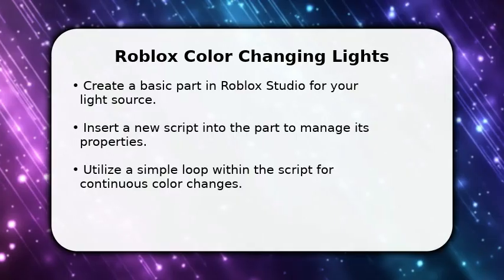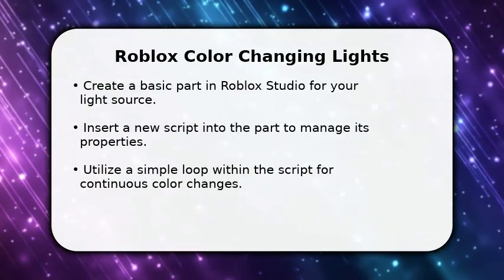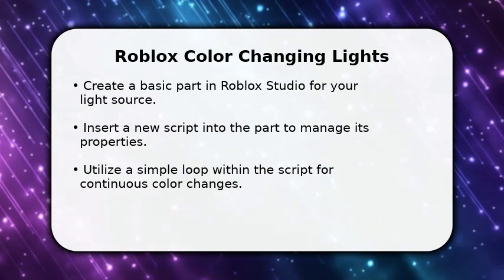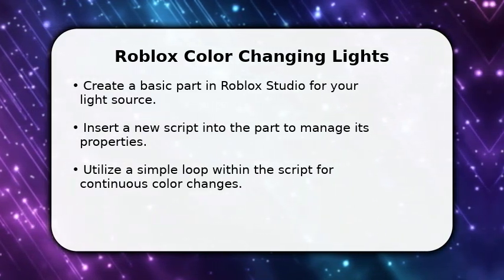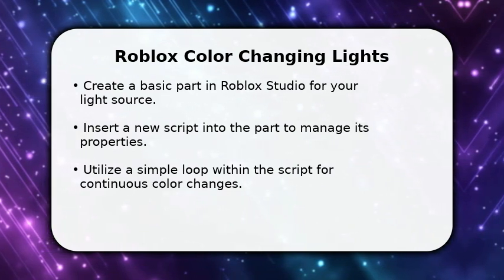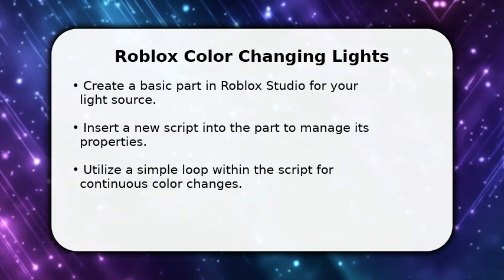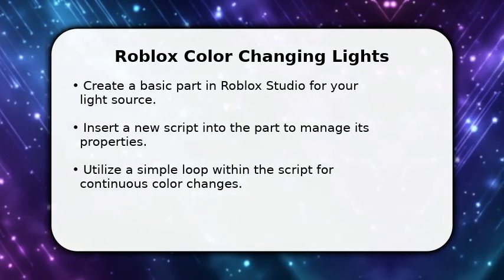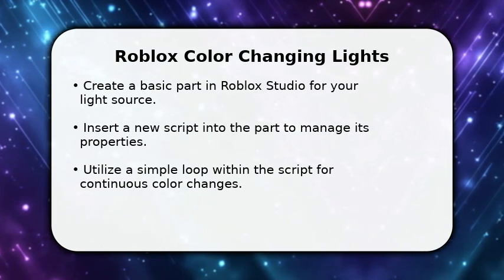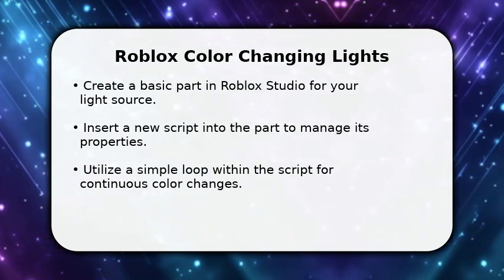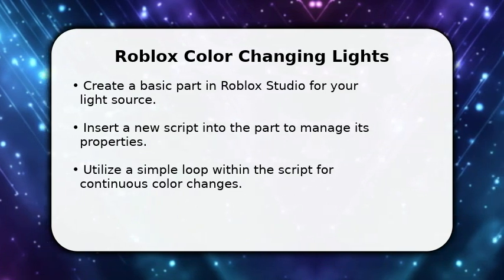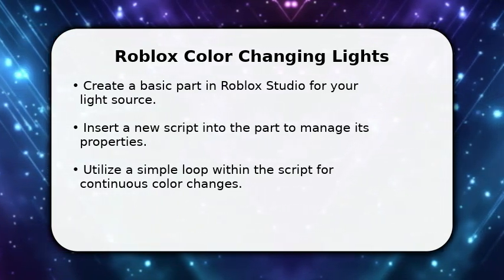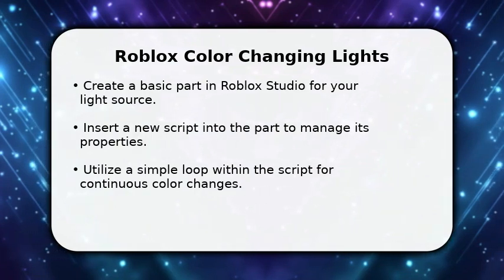Enjoy the video. In this video, I will explain how to make color-changing lights in Roblox Studio. First, open Roblox Studio and insert a new part into your workspace. This will be the object that changes color. Next, add a script directly inside this part. We will then write a few lines of code to make the part cycle through different colors automatically, creating a dynamic lighting effect for your game.